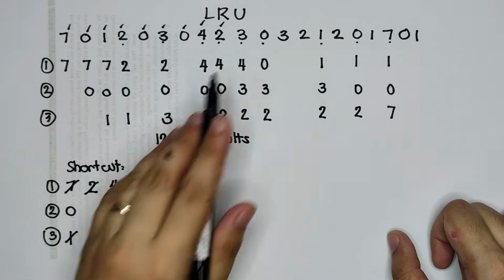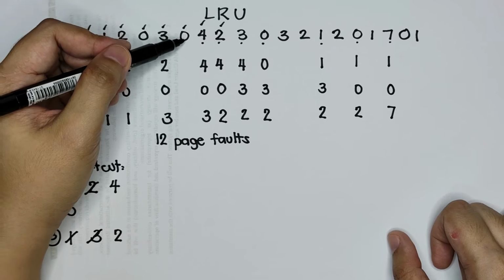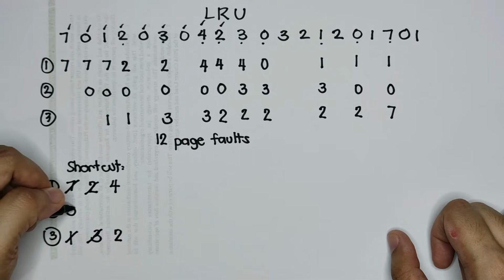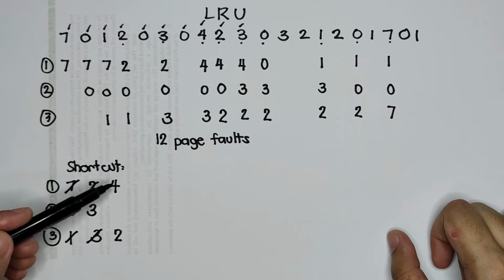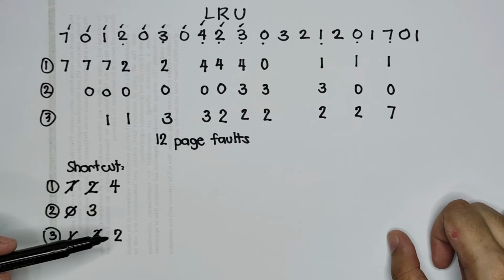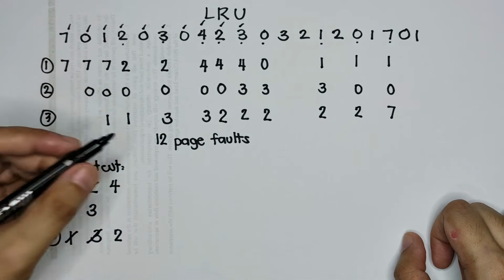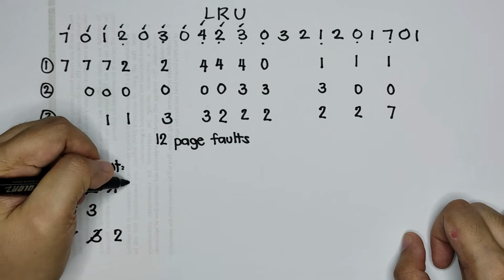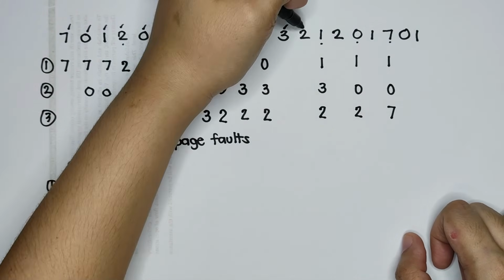Okay. Next is we have 3. So again, it's recently removed. So the current value is 402. 0 is the least recently used. So replace 0 with 3. Okay. Next is we have 0. So 0 is removed from the page frame. So the current value is 432. 4 is the least recently used. Replace 4 with 0. And then 3 is already there. 2 is also in the page frame.